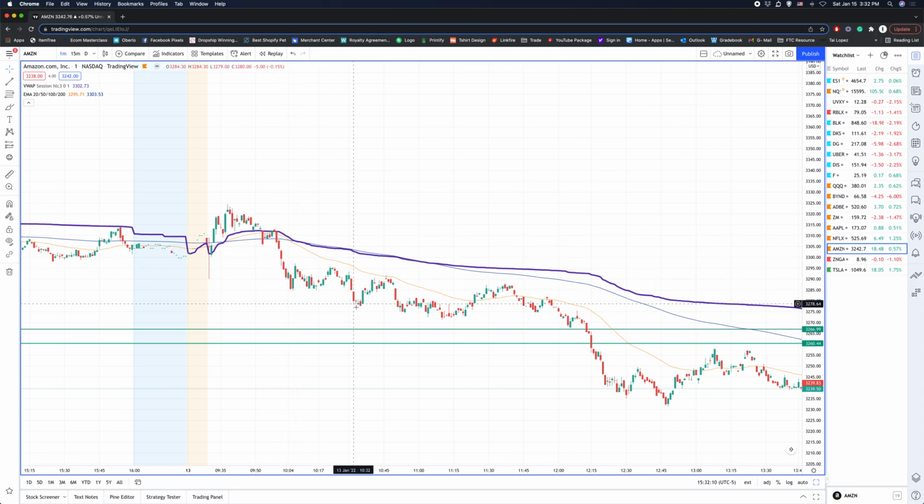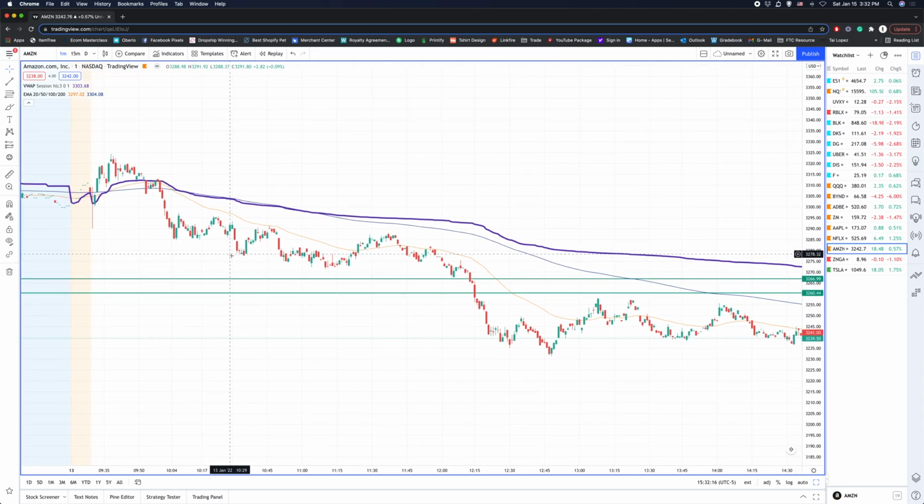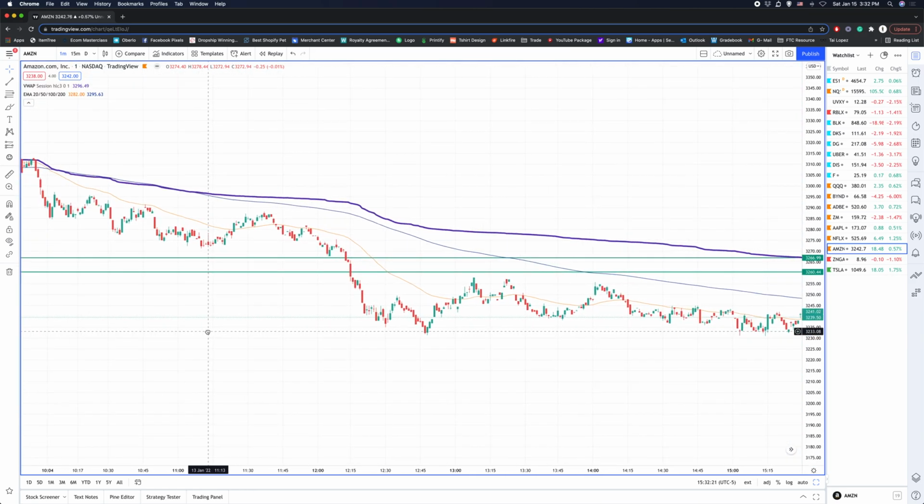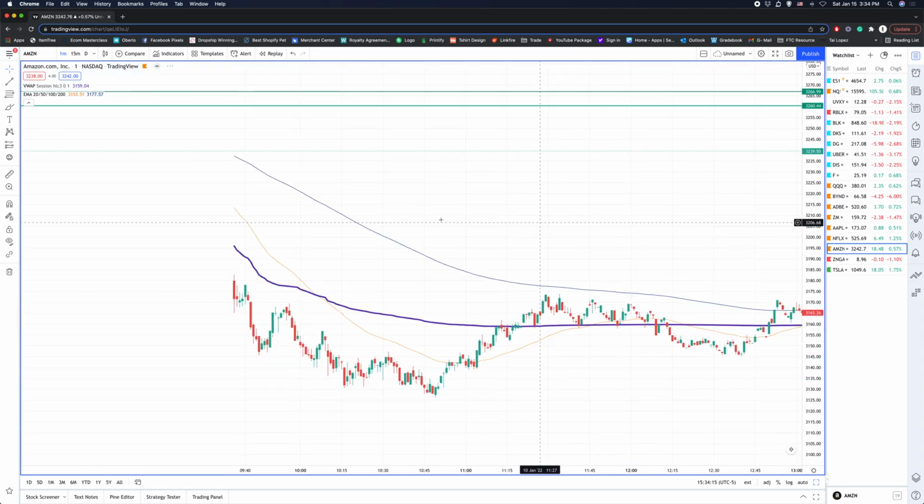I would have been in here. I probably would have waited a few more minutes just to get out. Take my money. I'm out. That's it. Of course, we leave a lot of money on the table, but I'm going to say it again. I'm going to keep saying it. You do not know when it's going to reverse. You never know when it's going to reverse.